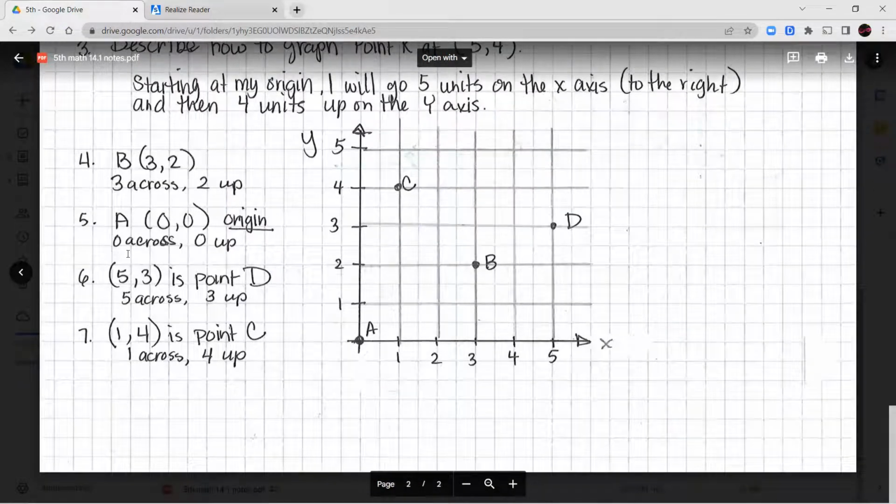For numbers 4 through 7, they're asking us for the location of different points. So point B is located at 3, 2. So we went across 3 units and up 2 units. Point A is located at our origin at 0, 0. Point D is located across 5 units and up 3 units. So it's located at point 5, 3. And point C is located by going across 1 unit on the x-axis and up 4 units on the y-axis. So point C is located at 1, 4.